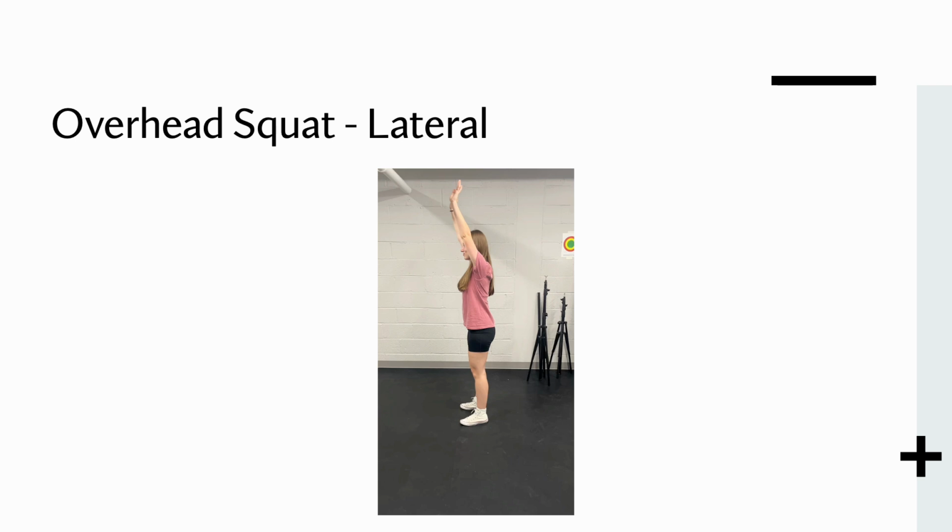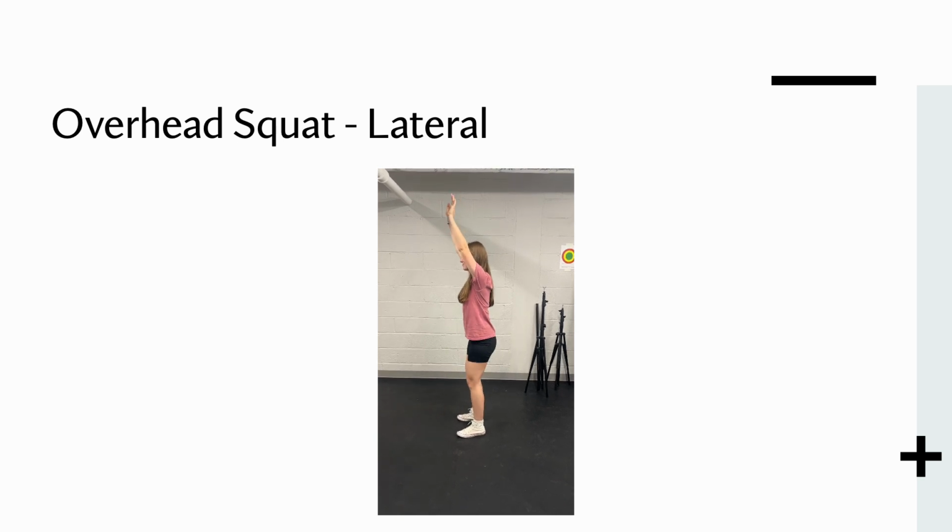We are looking at potential movement impairments such as heel rise, knee dominance, excessive anterior pelvic tilt, excessive posterior pelvic tilt, excessive forward trunk lean, arms falling forward, or a forward head. In my client's assessment, you can see heel rise and some excessive forward trunk lean.